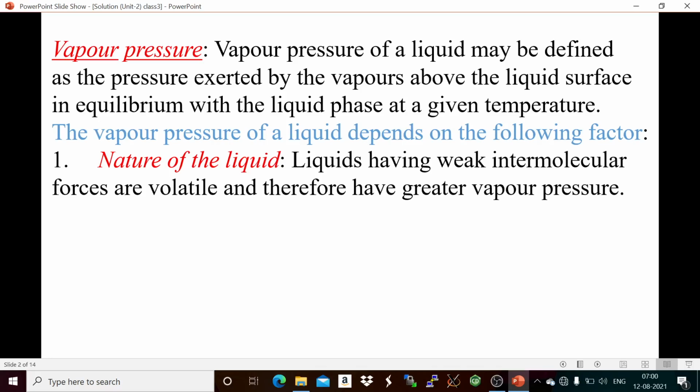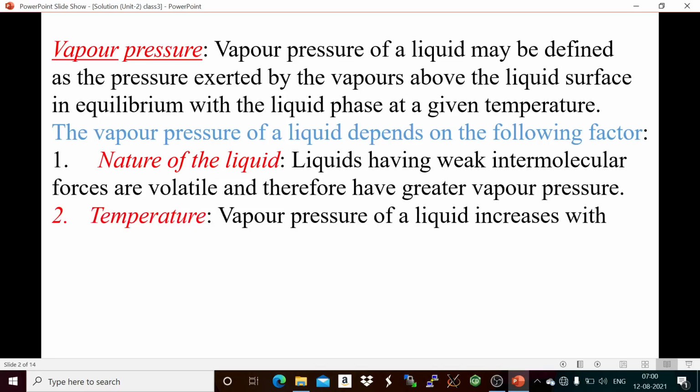So as the intermolecular forces of interaction in water are more, the escaping tendency of water vapor from the liquid surface is less in comparison to ether. So the tendency of ether evaporation or ether vapor formation is more, as the intermolecular forces are less. So ether is more volatile in comparison to water. That means the vapor pressure of ether is higher than the vapor pressure of water.